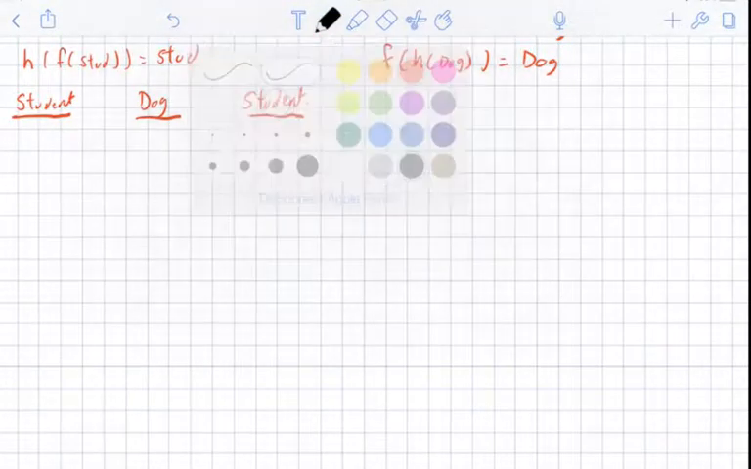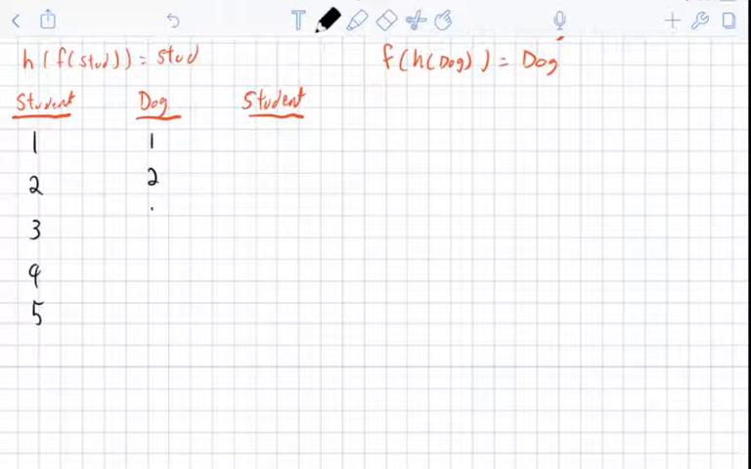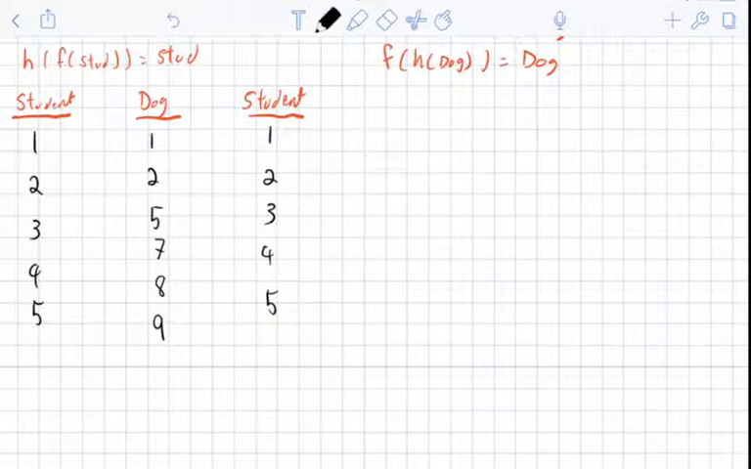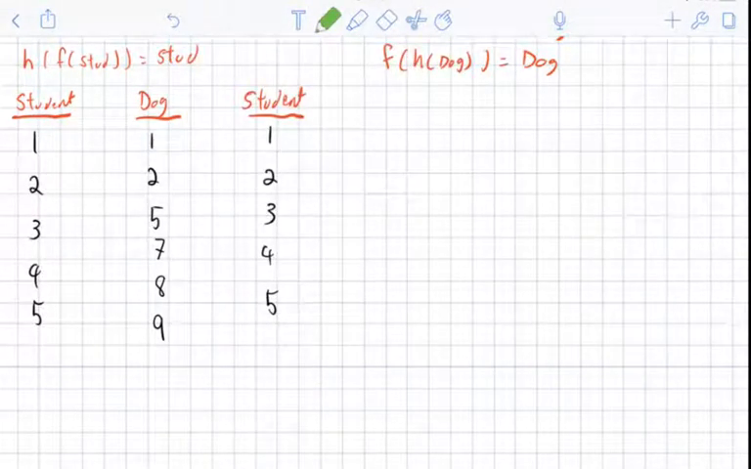All right, so 1, 2, 3, 4, 5. 1, 2, 5, 7, 8, 9. 1, 2, 3, 4, 5. All right, so you know how I told you to write those things down earlier? Yeah, so that you could look up them now when you're working. All right, so 1 goes to 5, that's cool, and 5 goes to 1.